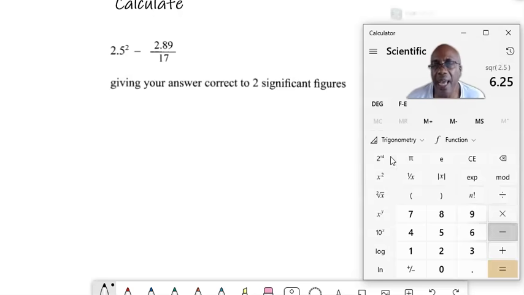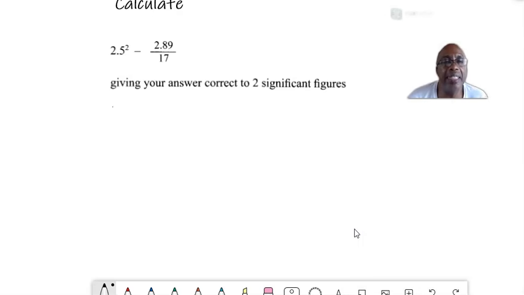And then I subtract. And because I'm subtracting the whole thing here, 2.89 over 17, I will open a bracket and put 2.89 divided by 17. Then I will close the bracket. And now I will press the equal sign to get the total answer. And the total answer is 6.08.